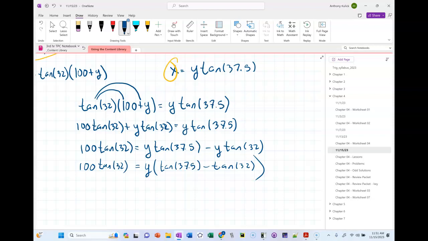And now to get that y by itself, what should I do as my final step? I want to get the y by itself. What's happening to the y? What operation? It's multiplication. How do we undo multiplication? Divide. What should I divide both sides by? Tan 37.5 minus tan 32. Right? The thing that we're multiplying to the y.